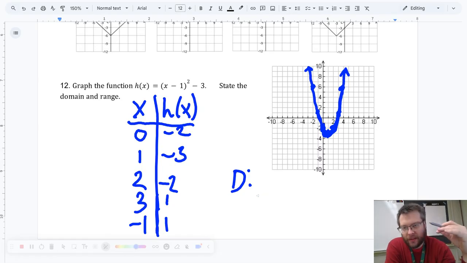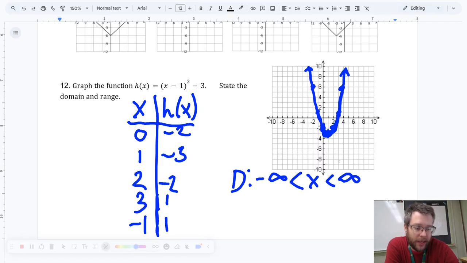Is there anything happening here that restricts the x's that we can plug in? In other words, is there any reason we can't plug in an x value? If you look at the equation, there's no problem. I could plug in big x values, 0, decimals, big negative numbers. So the domain, you can write it a couple different ways. You can say all numbers. I'd be okay with you writing all numbers. Or you can write x is between negative infinity and infinity. Or you can just say x is all numbers if you don't like the inequalities.